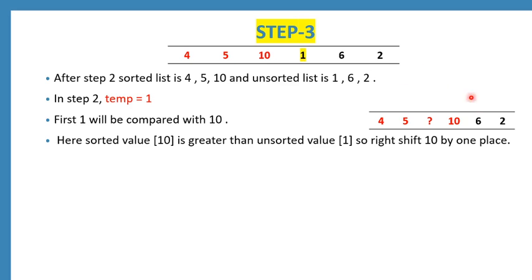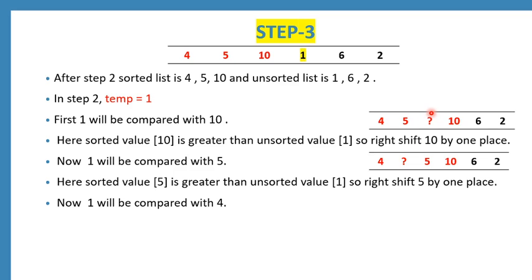If the sorted value is greater, then we will do shifting. So after shifting, it will look like that. In this, 10 will go to index 3 and index 2 will remain blank.